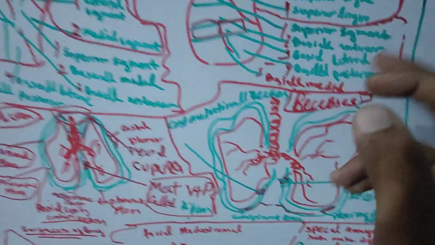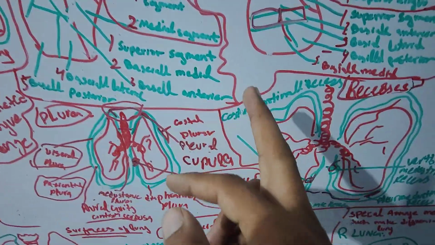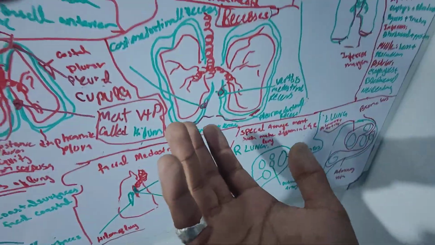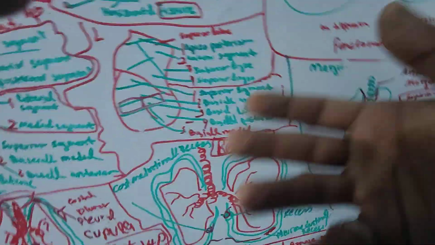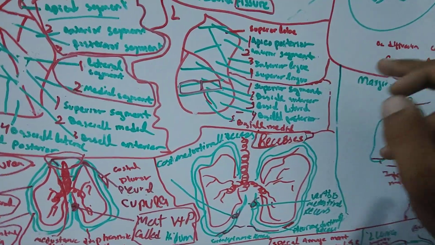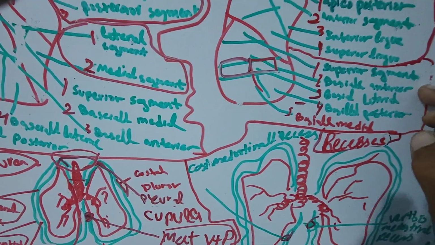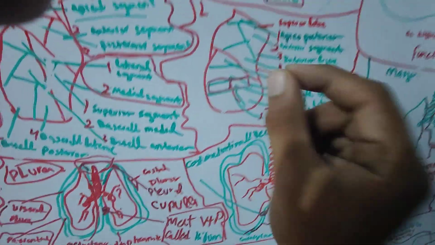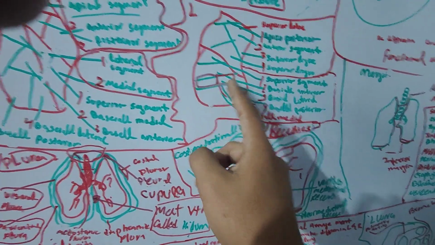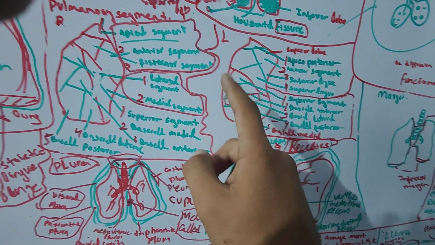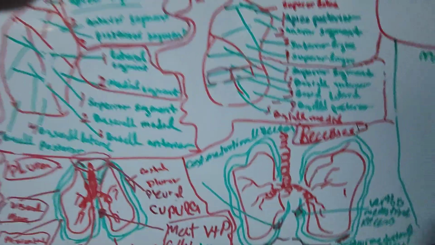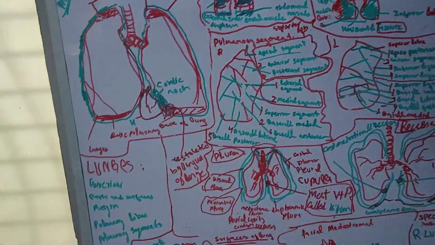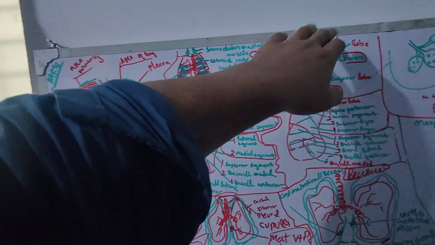It's here too, the superior segment, but it doesn't have a basal medial. So it doesn't have basal, but in some cases it has basal medial, though in most cases it doesn't. Then we have the superior segment, basal anterior segment, basal lateral segment, basal posterior segment. But in some cases the basal anterior is divided into basal medial and basal anterior segment. So these are the superior pulmonary segments, or we can say the pulmonary lobe.